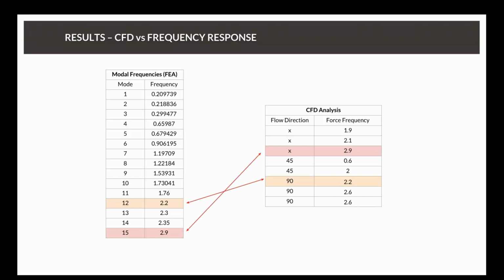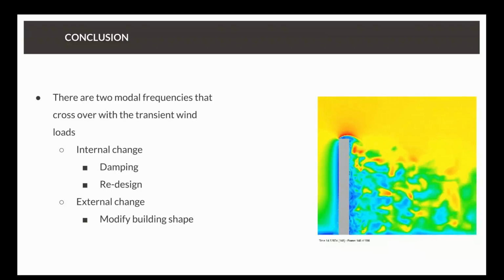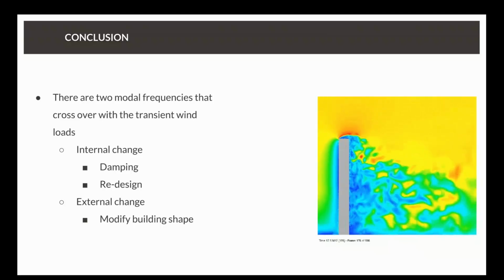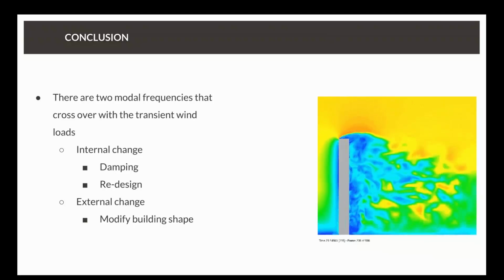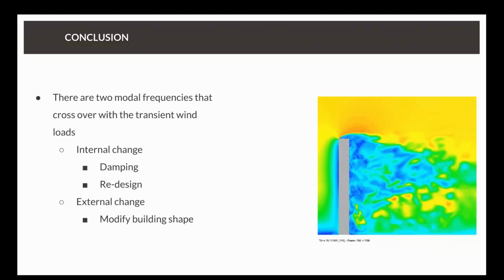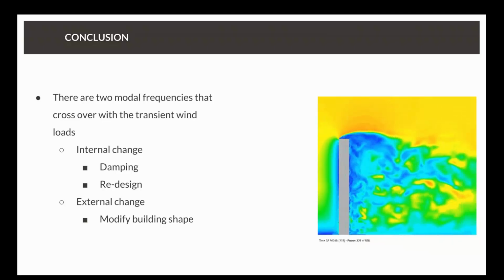So if we were to build this building as it was, and the flow passed it at this velocity, the building would excite two of these natural frequencies, and the building would really start to move and be forced to move. And really, just to conclude, there are two modal frequencies that are definitely going to be problematic. We can identify those by running first our frequency response analysis, and then second our lattice-Boltzmann flow analysis.